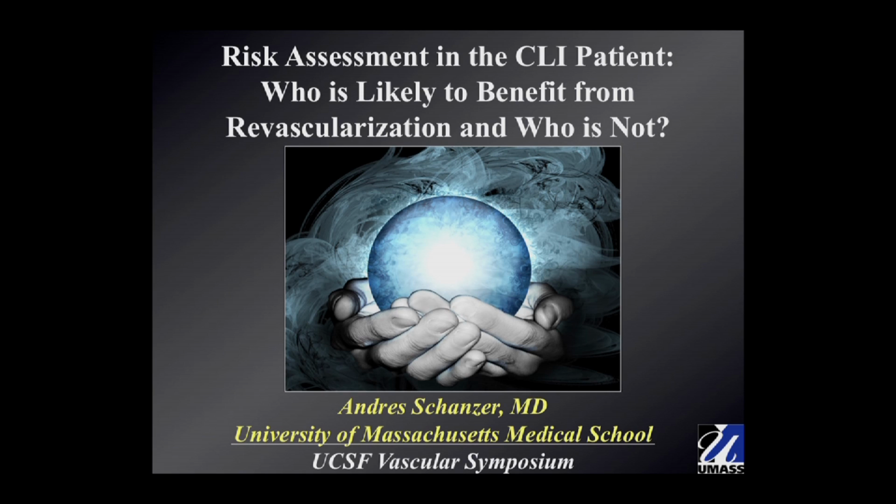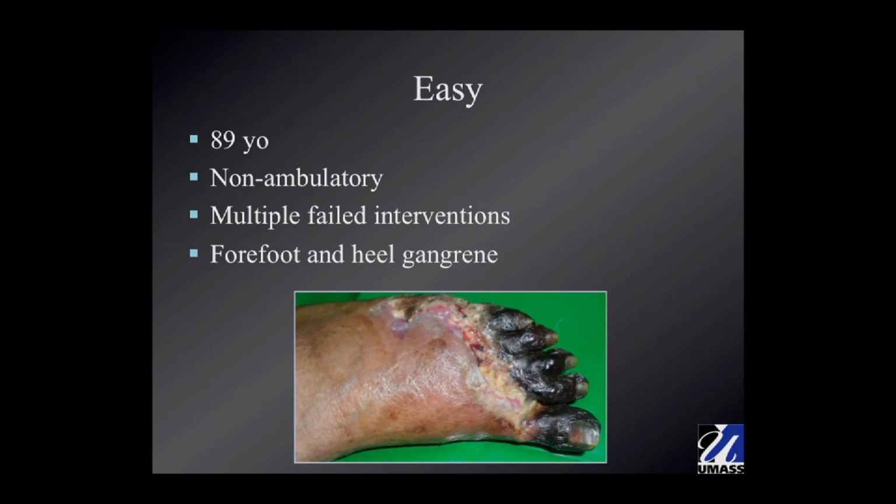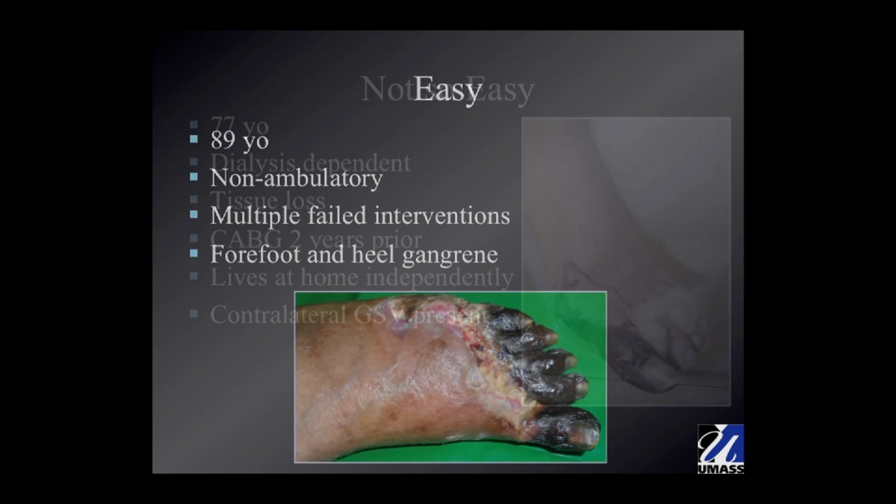So, ultimately, the photo I have there, it's a little bit about trying to tell the future, and I think sometimes it can be pretty easy. So this is an 89-year-old patient I saw about a week ago. Patient was non-ambulatory, had multiple failed interventions in the past, and had forefoot and heel gangrene. And I think that was pretty simple. I don't think that patient would benefit from a revascularization, and I think most people would support that judgment. But more often than not, it's not so easy.